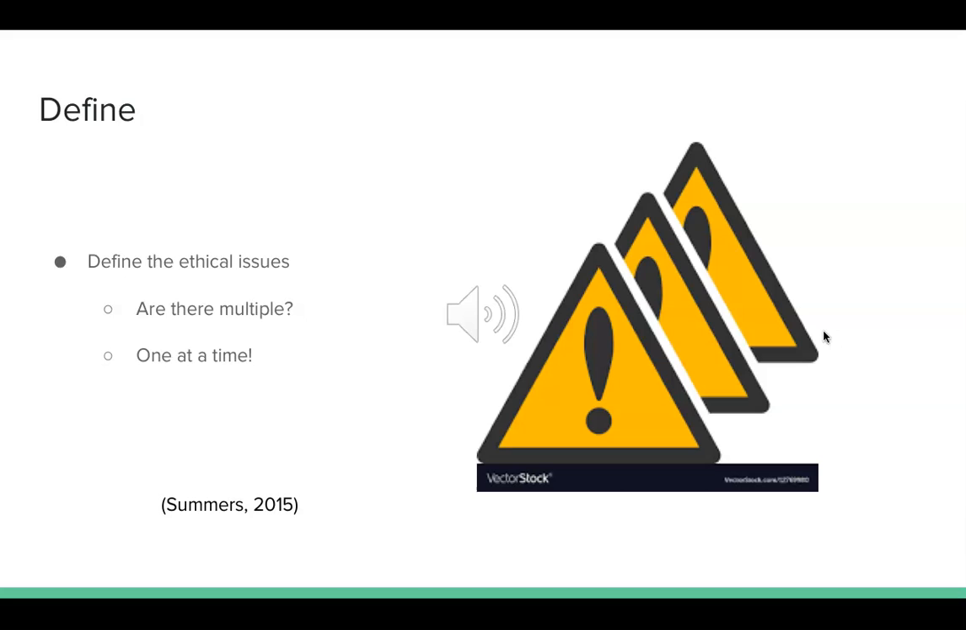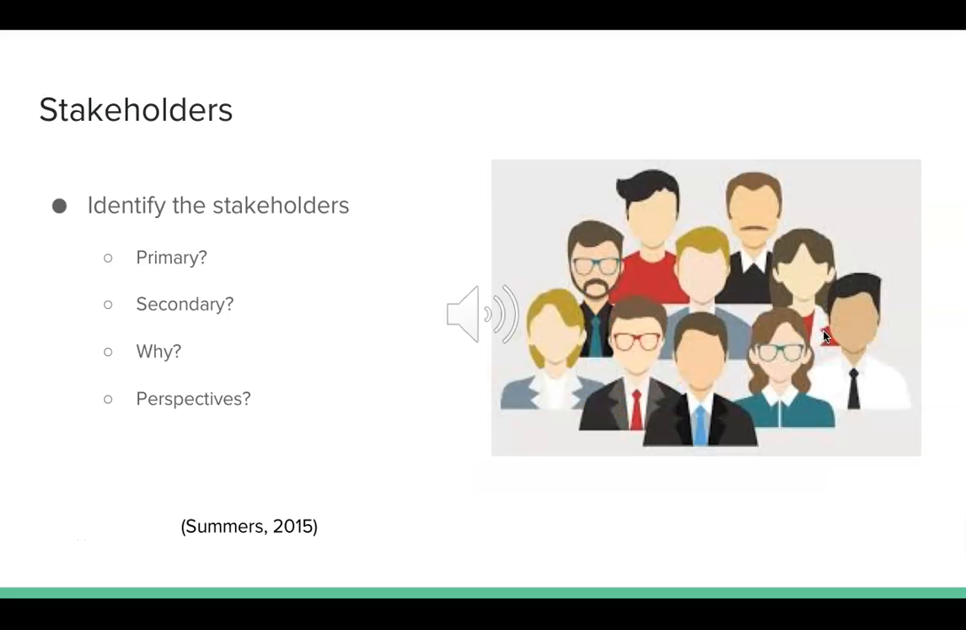Next step is to define the ethical issues. Before you come up with solutions, make sure you can define the ethical basis for the dilemma you want to solve. If your team has multiple ethical dilemmas, solve only one at a time. Next step is to identify the stakeholders. Who are the affected parties? Who are the primary stakeholders that are directly affected by the ethical issue? Who are the secondary stakeholders that are indirectly affected by the ethical issue? Why are these people the stakeholders of the issue? What do you think the perspectives of the stakeholders involved are?